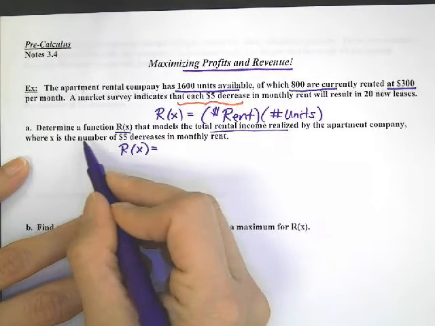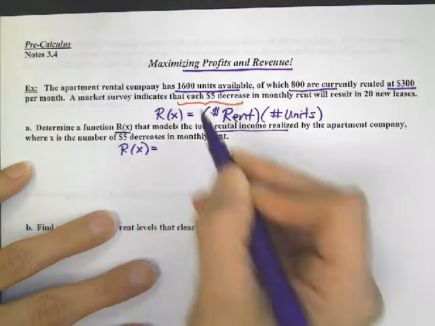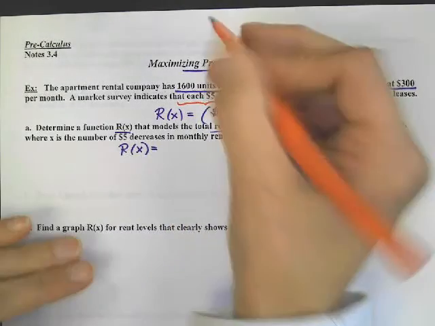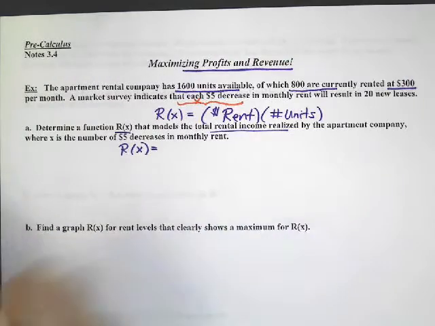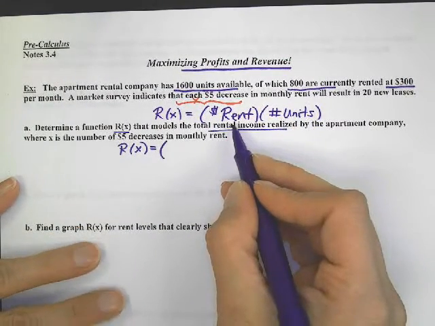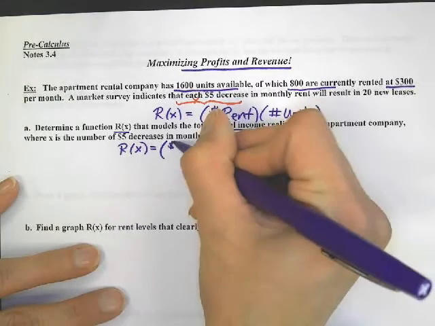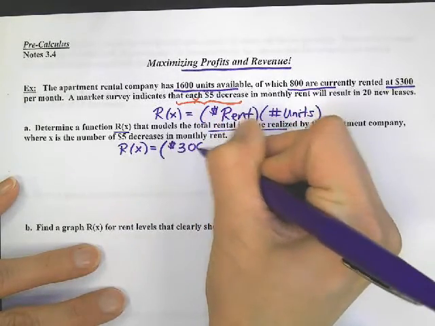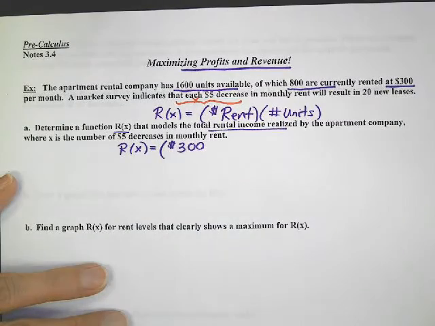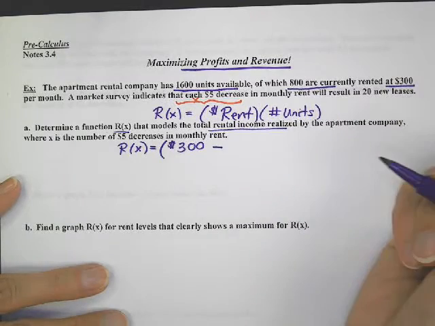where X is the number of $5 decreases. See how it says for each $5 decrease? So that is going to be your X. So how much money do they currently charge for rent? $300. They currently charge $300. And is the amount of money going up or down? It's going to be going down. So they're going to decrease the price.